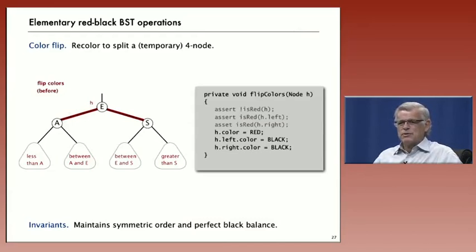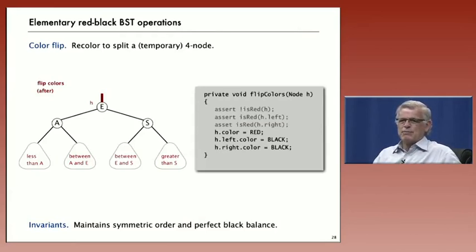And so that is, we change the link from E to A and from E to S to be black. That essentially splits the 4 node. And then we want to insert the E into its parent, and we just do that by changing its link to be red. So that's flipping the colors, and that's the way we split a temporary 4 node in a left-leaning red-black tree. And again, that's just flipping colors, doesn't change any links, so it still, of course, maintains symmetric order and perfect black balance.